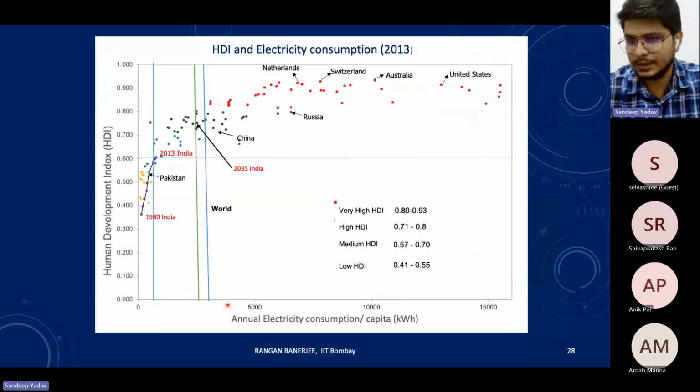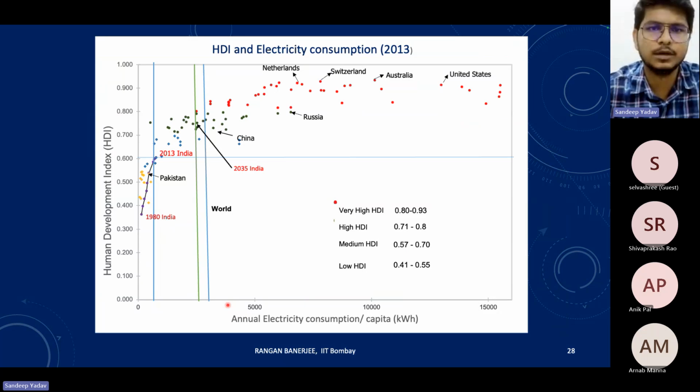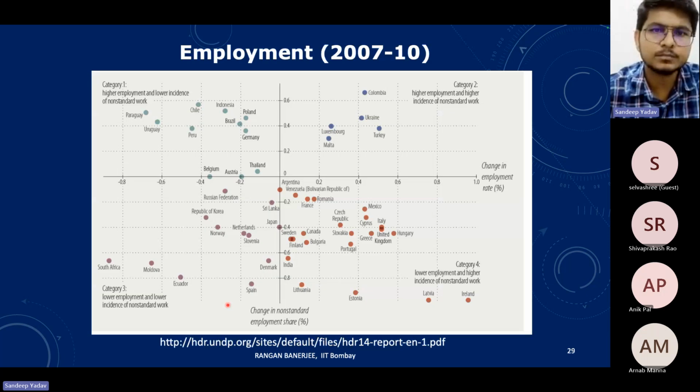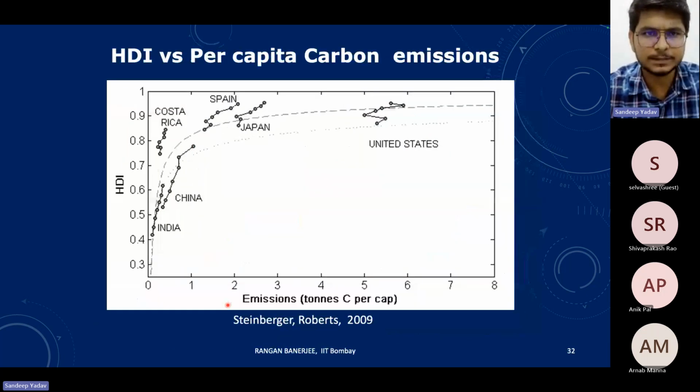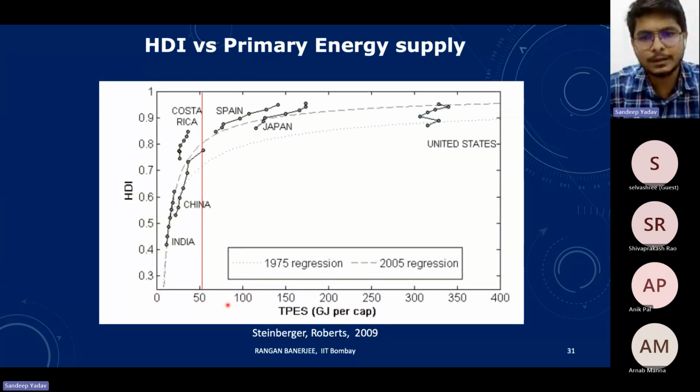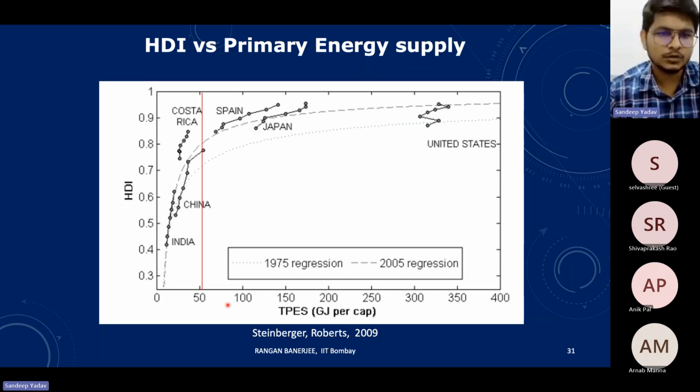So this is the one state that's explained, that is Maharashtra, how the SDI is going for the different districts of Maharashtra. Now moving with the same thing. If you see this graph, this is total primary energy supply versus HDI. In India, HDI is increasing from 0.42 to 0.65 in the coming years, as the total primary energy supply is increasing.